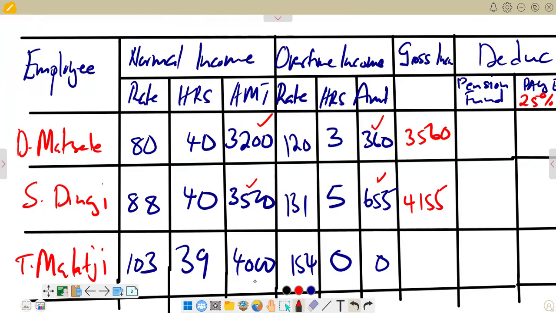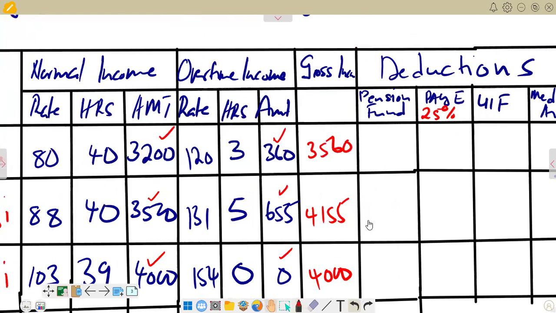When you go to the last one, we're saying 4,000 plus 0. You've got 0 here, you're also going to get 4,000. So this is what we have in terms of our gross income. Then we now go to our deduction section.